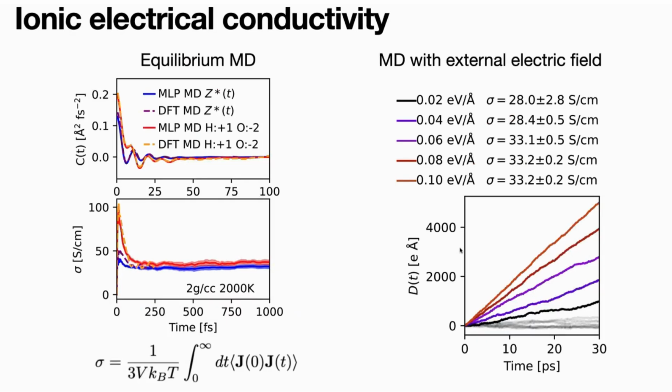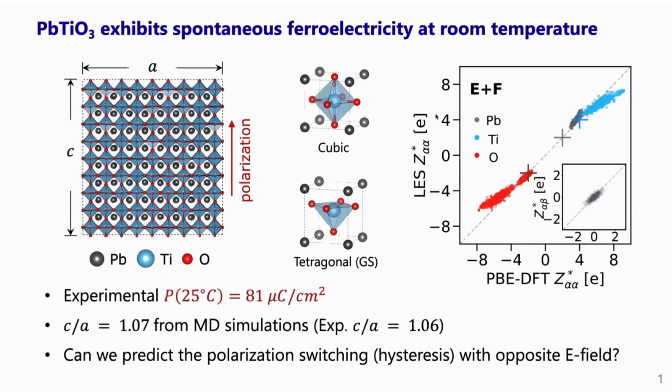So the Born effective charge, another use of it is that it allows us to compute the electrical conductivity, because you can either do it using the Green-Kubo relationship from the autocorrelation function of the electric current, or you can again do it in molecular dynamics under external electric field. So you put your periodic box under electric field and monitor how fast the ions move.